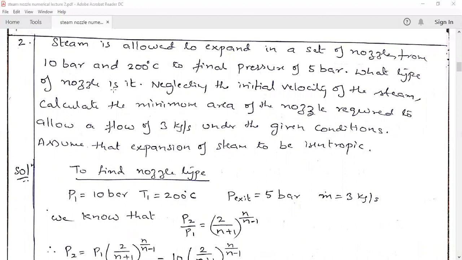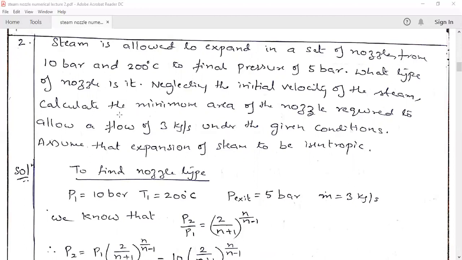What type of nozzle is it? We need to find the type of the nozzle. Normally there are two types which we use here. One is the convergent nozzle, other one is the convergent divergent nozzle. So next, let us see how to find out the type of the nozzle. Next, neglecting the initial velocity of the steam, that means V1 velocity, let us put it as 0.